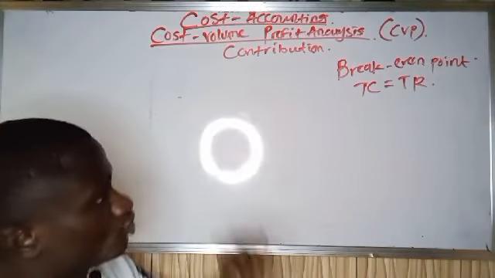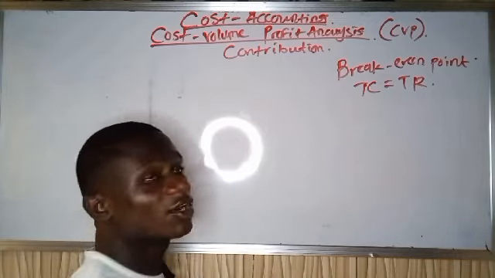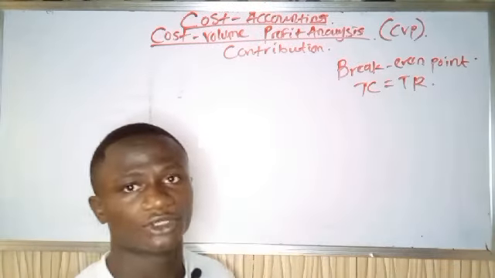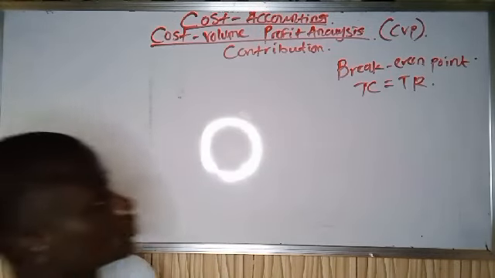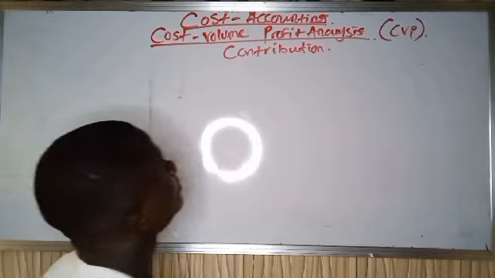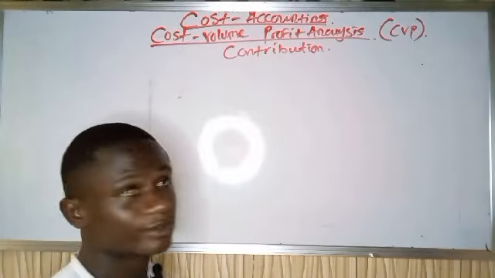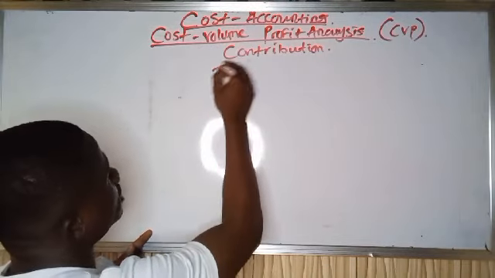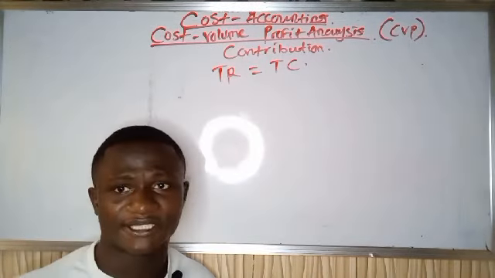Now let's come back to contribution. I will borrow this formula of break even to explain contribution very well. So that is break even: at any point where total cost is equal to our total revenue. Now I'll borrow the formula of break even to start contribution. So break even is total revenue equal to my total cost, right?